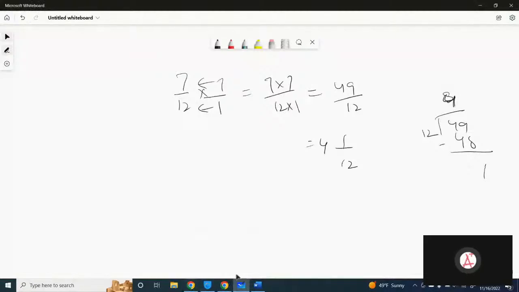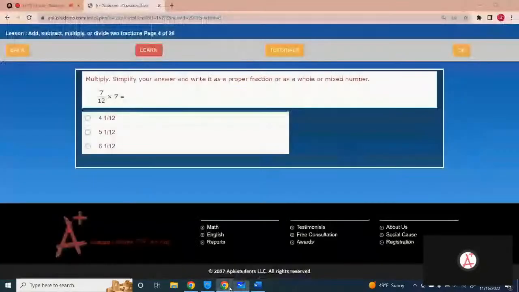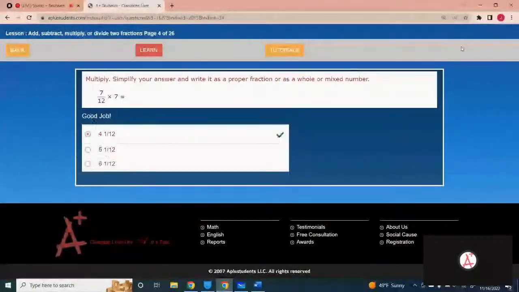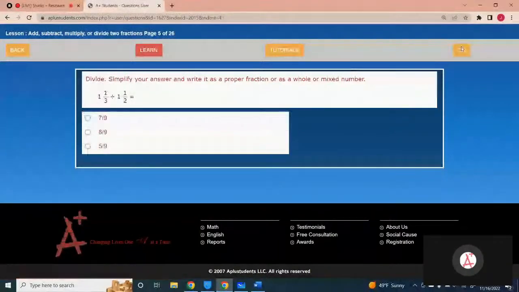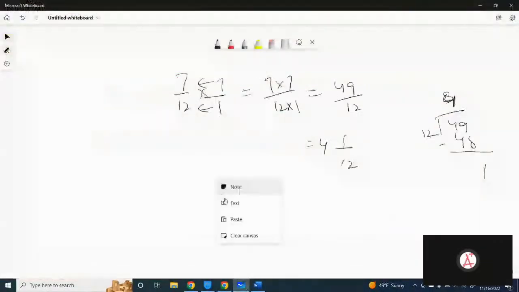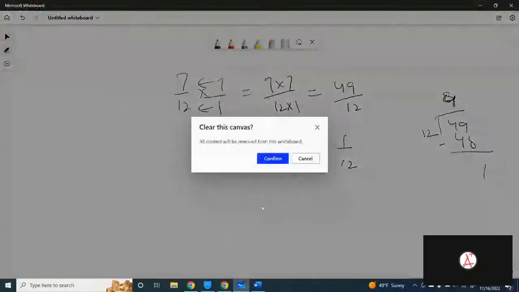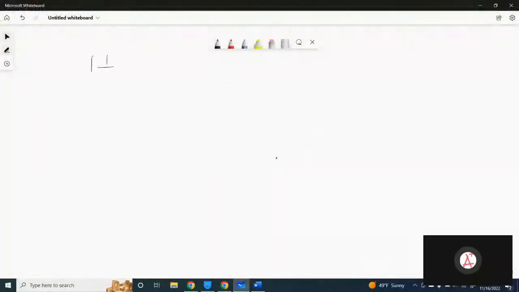So the correct option is 4 whole 1 over 12. Just select the correct option and click on the OK button. Okay, the next one is 1 whole 1 over 3 divided by 1 whole 1 over 2. Got it? Just convert the mixed fraction into improper fraction.